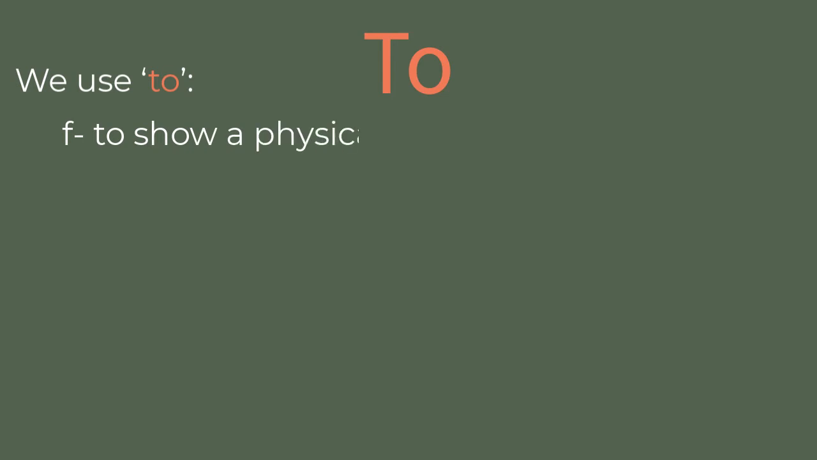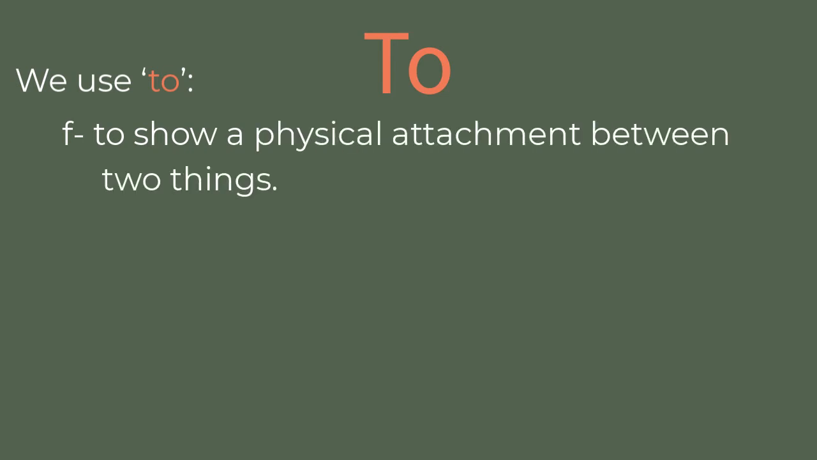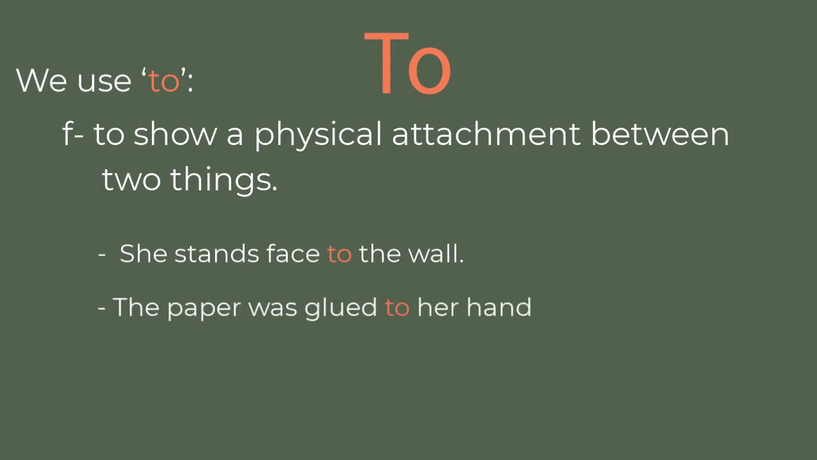"To" can show a physical attachment between two things. For example, she stands face to the wall. The paper was glued to her hand. My bag got stolen, although it was chained to a tree.